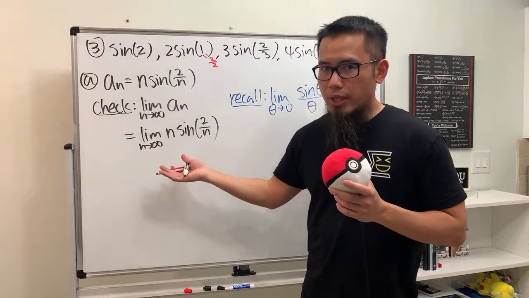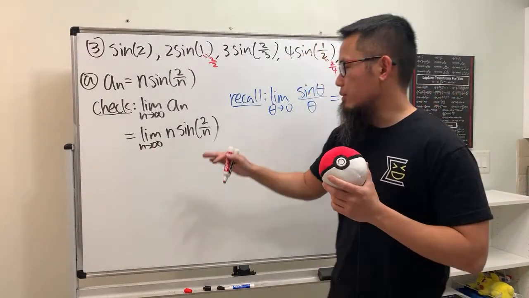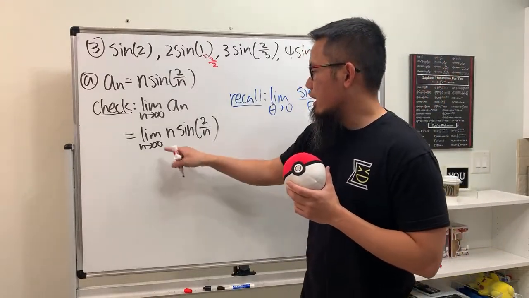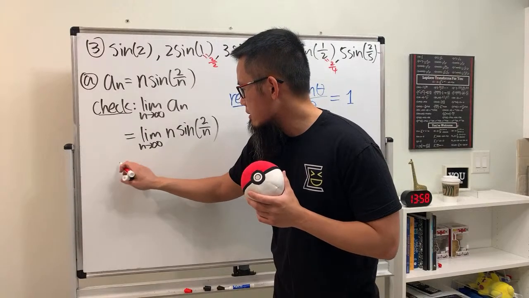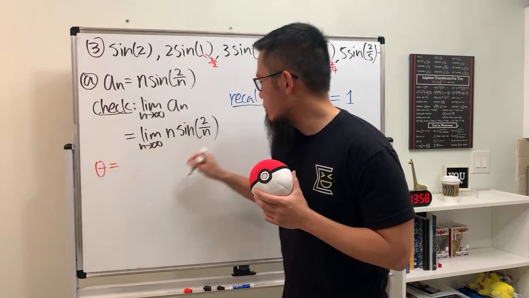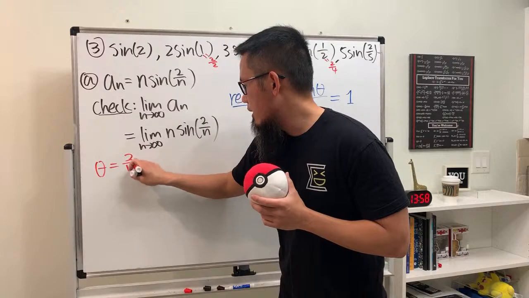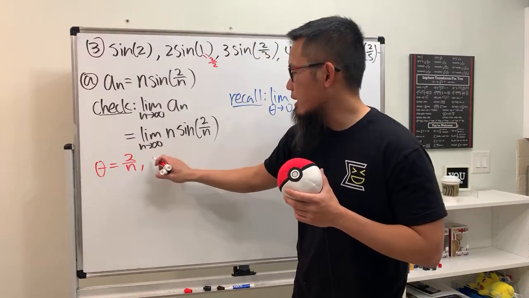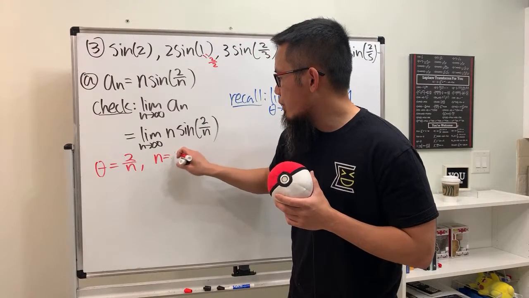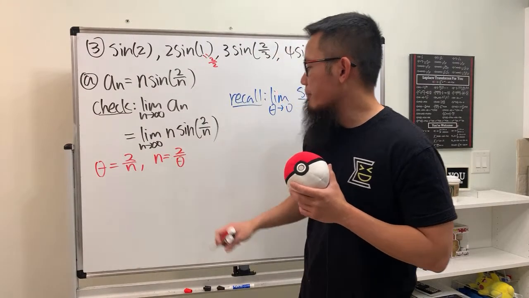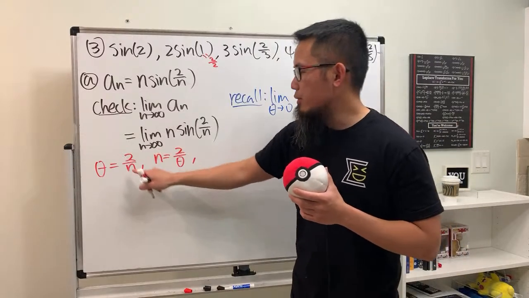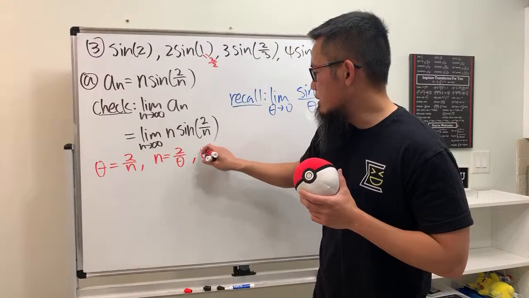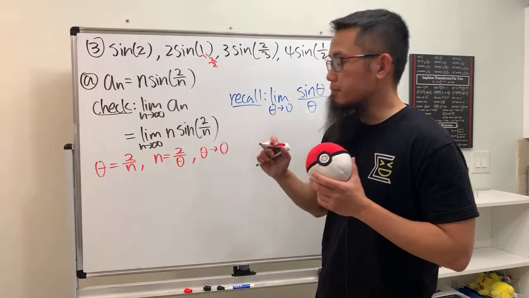So, for this right here, we can actually do some substitution and we can put this into this form and that will be it. And the way to do it is, we can let theta equal to 2 over n. And of course, we can just multiply n on both sides and divide theta on both sides. Then you will see that n is equal to 2 over theta. And because n goes to infinity, you can see that if you put that right here, 2 over infinity is 0. So you can see that theta will go to 0.